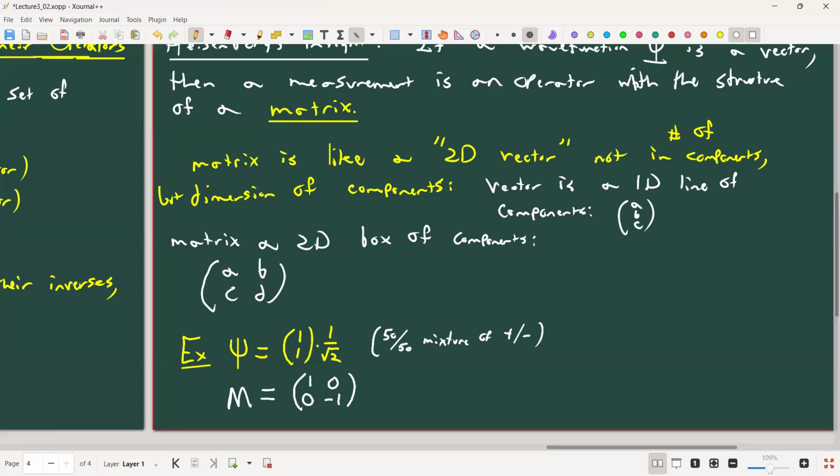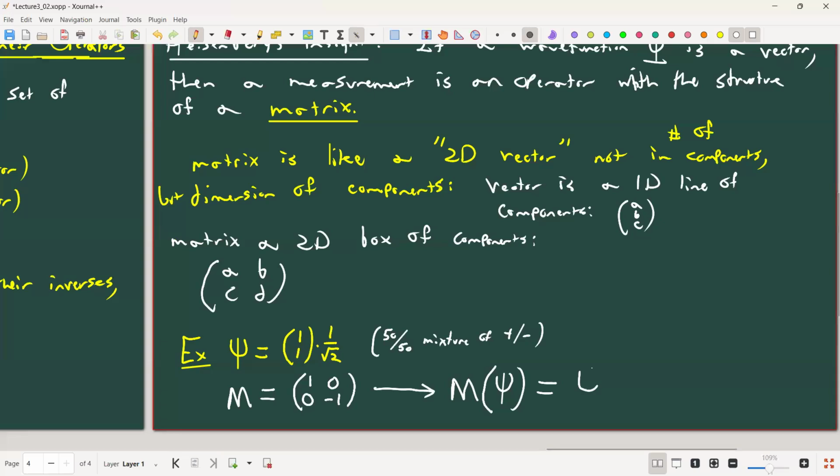The idea is that this matrix is going to be applied like a function. Think of it as f of x, where x is a vector. The vector is applied to the matrix, and the matrix does something to it to spit another vector out. So what I should expect is that if I take my matrix and apply it to my wave function, I should get some new wave function out. Okay, so let's see how that math works.